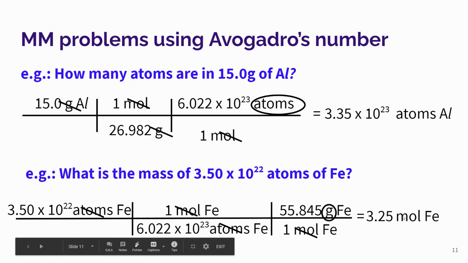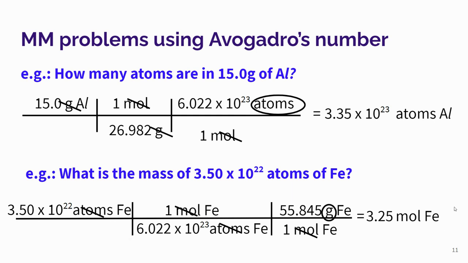This is a typo. I'll be fixing that. Grams of iron. And so notice that we multiply all the way across the top. The atoms cancel out, the moles cancel out, leaving us with grams. This will be grams as soon as I can edit the video, and that is how you use Avogadro's number. I hope that that was helpful.